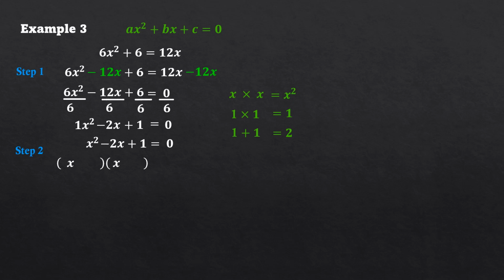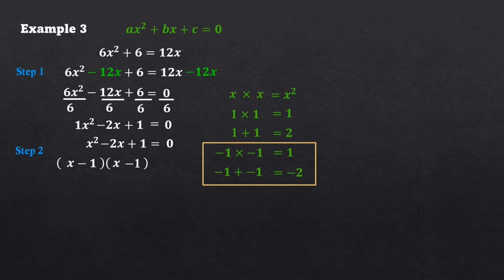Let us try negative 1 and negative 1. Negative 1 times negative 1 is equal to positive 1. For the addition part, negative 1 plus negative 1 is equal to negative 2. There you go. It satisfies both multiplication and addition. Therefore, the two numbers are negative 1 and negative 1. So, the factor of the given quadratic equation is x minus 1 times x minus 1 is equal to 0.